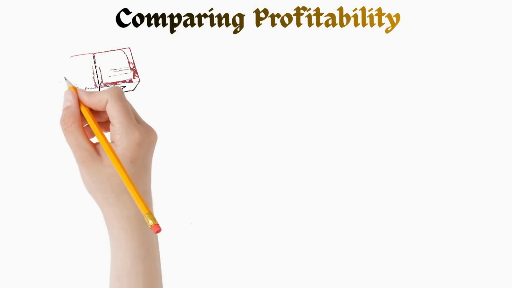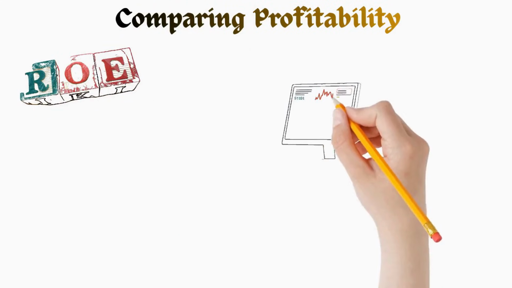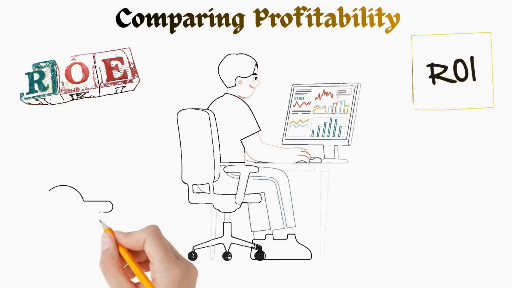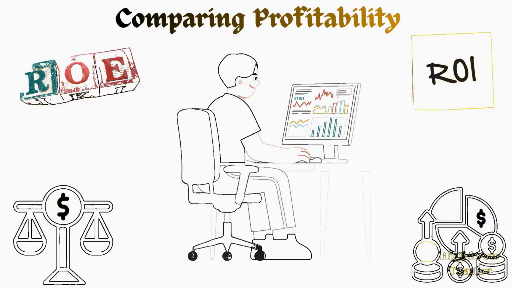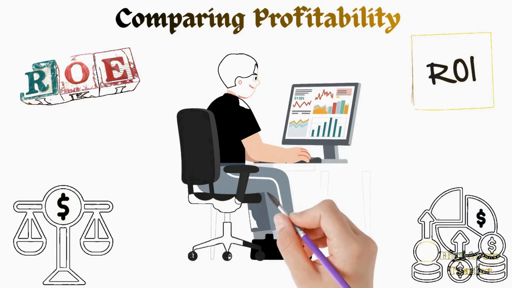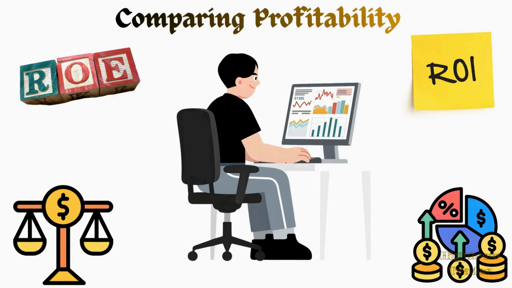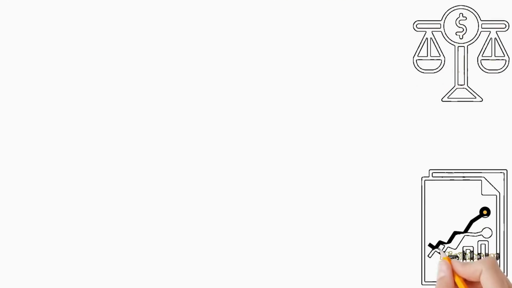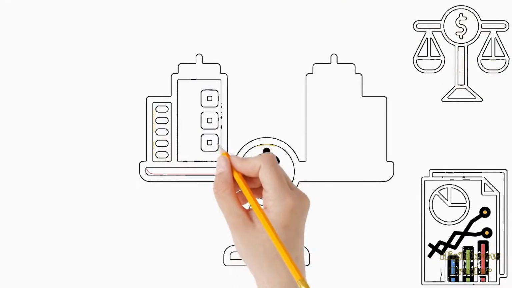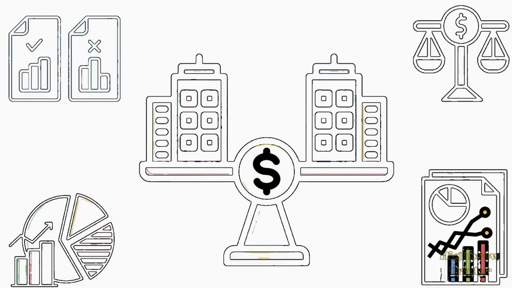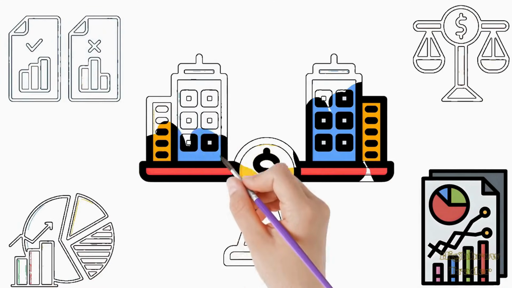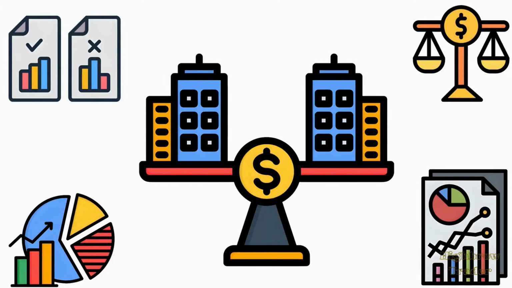Investors use profitability ratios like ROI, ROE, and profit margins to compare companies within the same industry. These comparisons help identify which companies are more efficient and profitable. For example, a company with a 20% ROE is generally more attractive than one with 10%. However, comparisons should always be made within the same industry to ensure accuracy. This approach helps investors identify strong businesses with competitive advantages and better long-term growth potential.